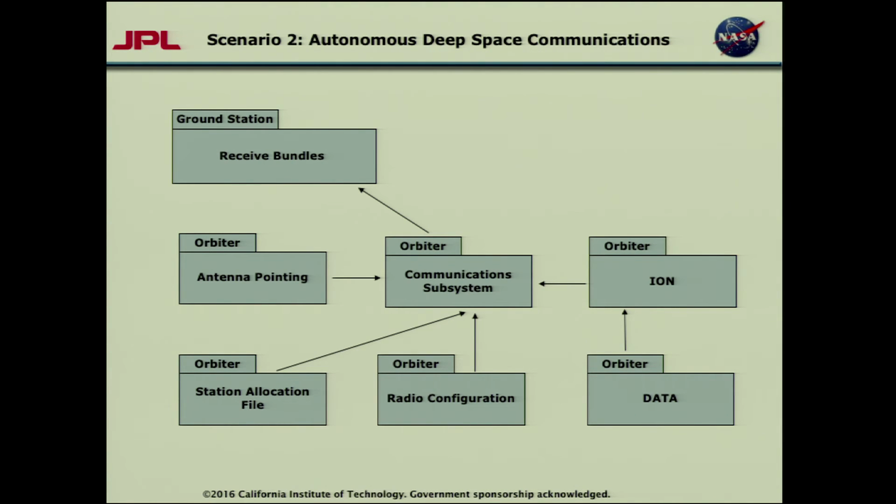But for deep space, it gets a little bit more complicated. You're dealing with things like antenna pointing, radio configuration, station availability, communication subsystems, the underlying data, the science data, the housekeeping data. What are you trying to get down? All of these different things interact with one another. So you have this package diagram, and how do you build a deep space communication network? These are some of the things you need to understand.